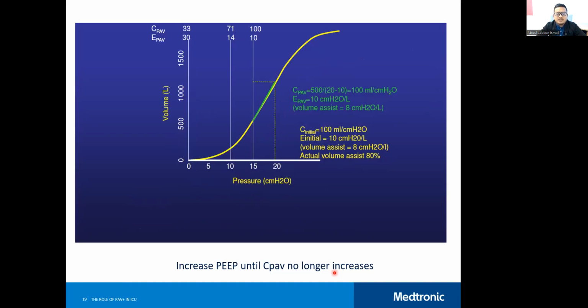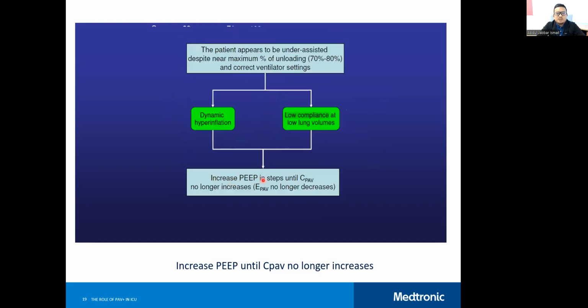So the concept is that when you increase the PEEP, the current lung volume that is being ventilated by the tidal volume breath moves to the steep portion of the curve. That means the balloon is at the right size, having the highest compliance. So it's easier to inflate and deflate the lungs when the lungs are at the optimal lung volume, at the optimum PEEP. When we aim for the best compliance, a better compliance will lead to better actual volume assist by the PAV plus because of the formula. So you need to increase PEEP in steps until compliance no longer increases or the elastance no longer decreases.